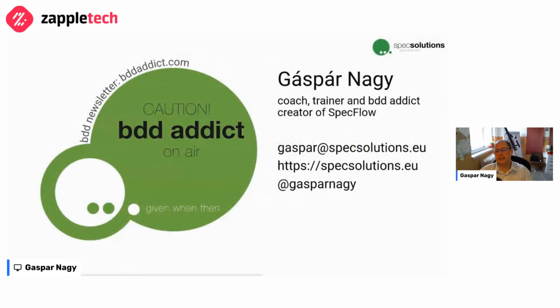Just a few words about myself. You have heard that I'm most known for creating SpecFlow. SpecFlow is basically the .NET port of Cucumber, or the .NET variation of Cucumber, that I did almost 13 years ago. And since then, I have been dealing with behavior-driven development.